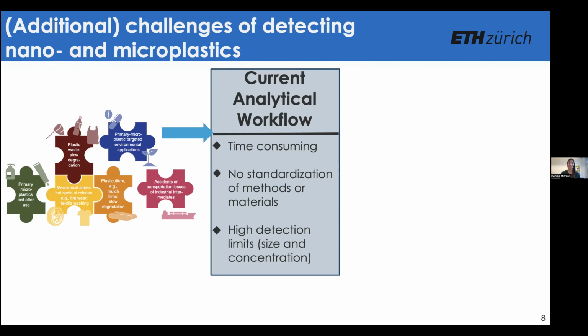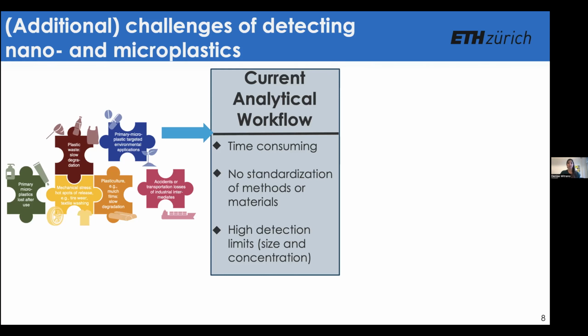And a lot of the techniques which are currently most common for microplastic analysis, such as micro-FTIR or micro-Raman, have comparatively high detection limits in terms of particle size, as well as concentration. And so that will make it especially hard to measure these smallest size particles, nanoplastics, using the current analytical technologies.